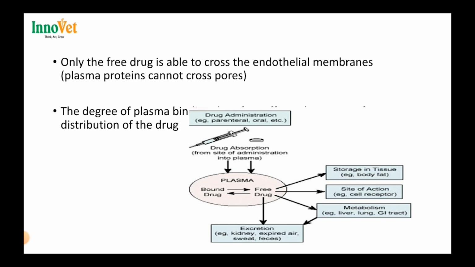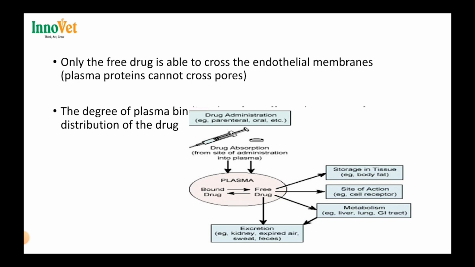The degree of plasma binding will also affect the distribution of the drug. So the more tightly the drug is bound to plasma proteins, the less the distribution will be, or the lower the rate of distribution. So the degree of plasma binding will affect the rate of distribution of the drug.